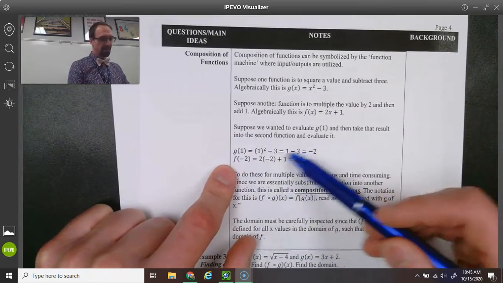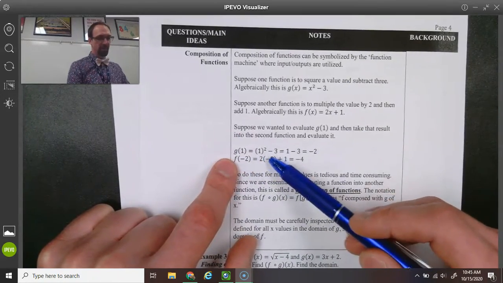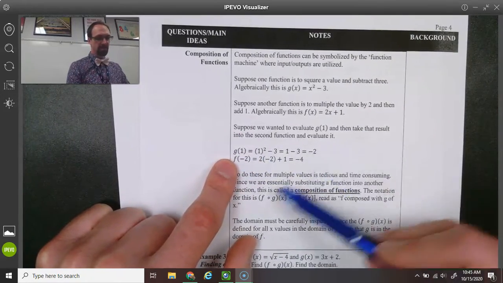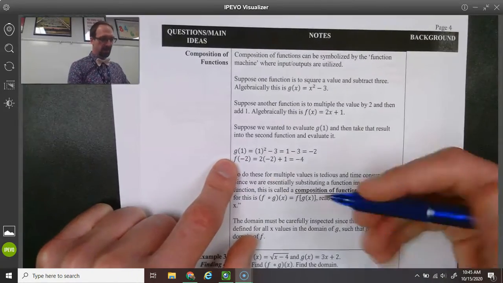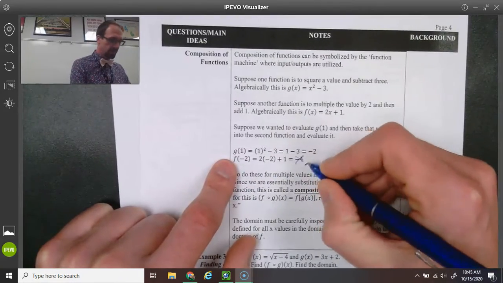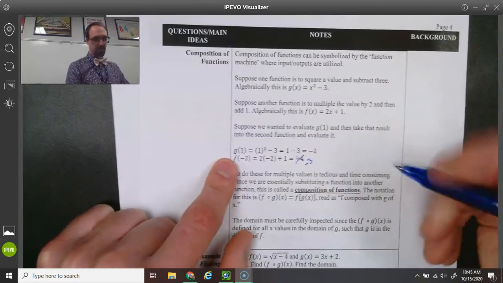Here I ran through the example. So g of 1: 1 squared minus 3, 1 minus 3 is negative 2. Then you plug in negative 2: times 2 is negative 4, plus 1 is negative 3. So there's an error there. It might be fixed on your notes.